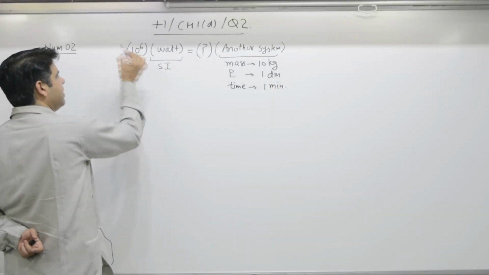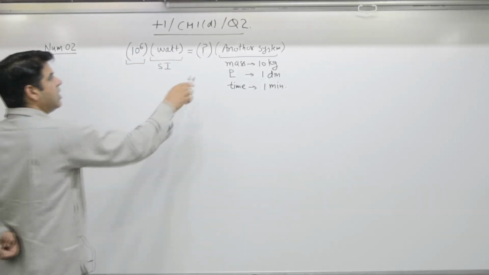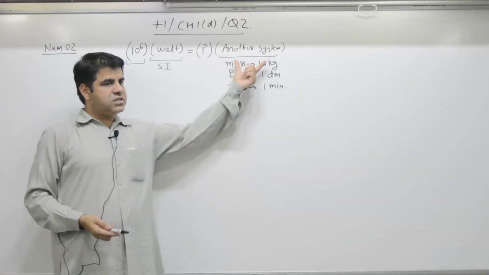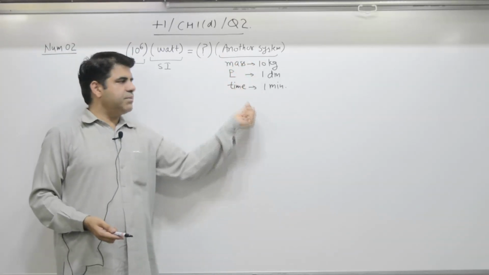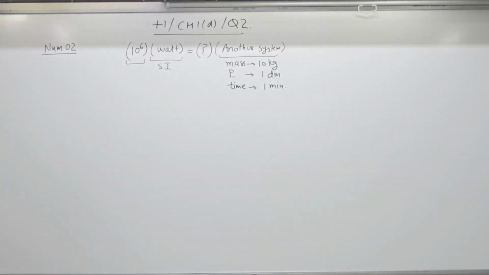Numerical value is given to another system. What type of system? Where fundamental mass, length and time are given. So solve. Write first 3 steps. Try करो, गलत हो जाए कोई टेंशन नहीं करनी.